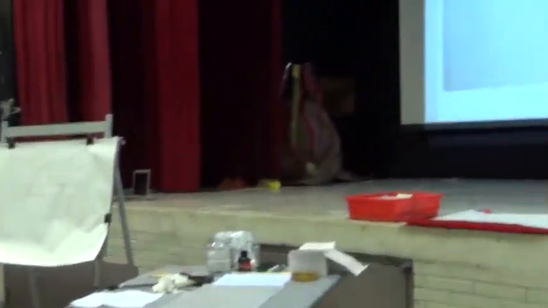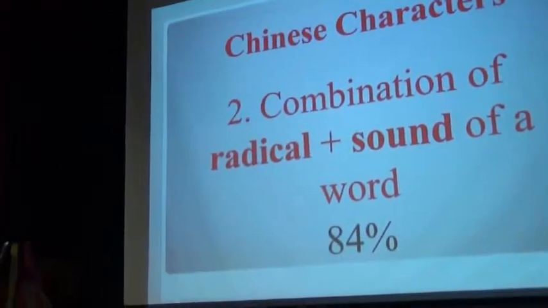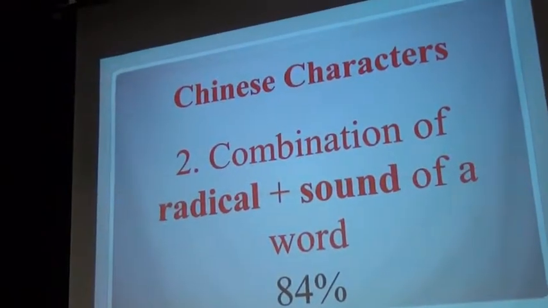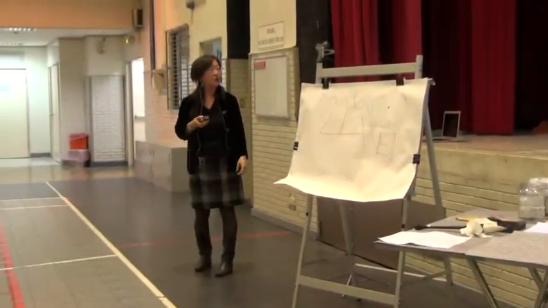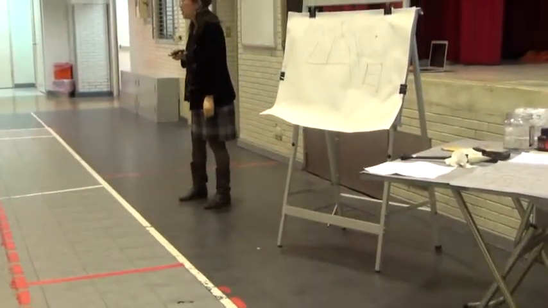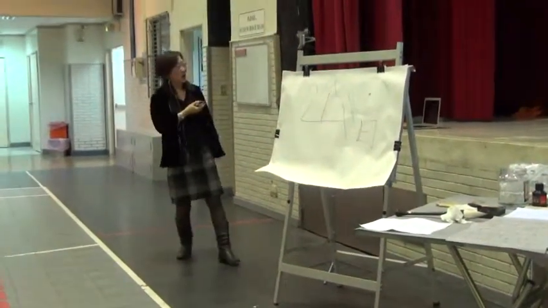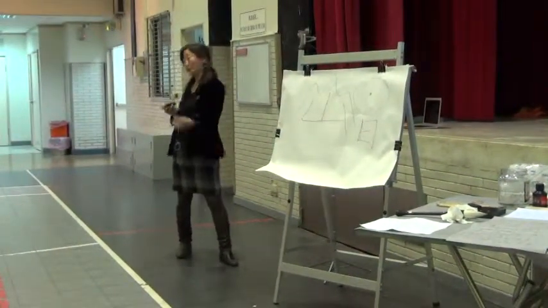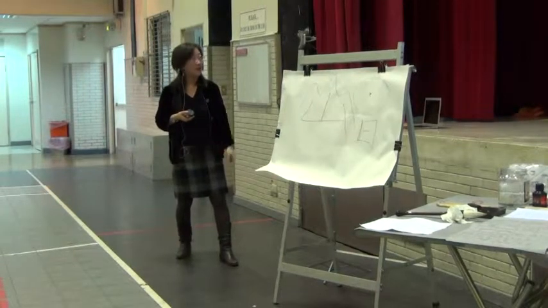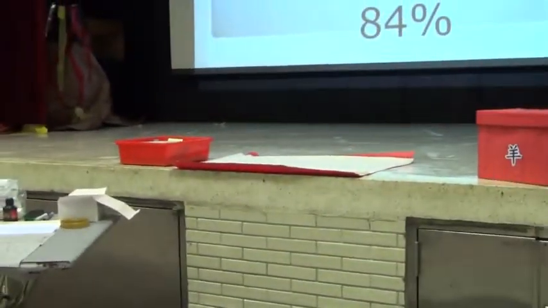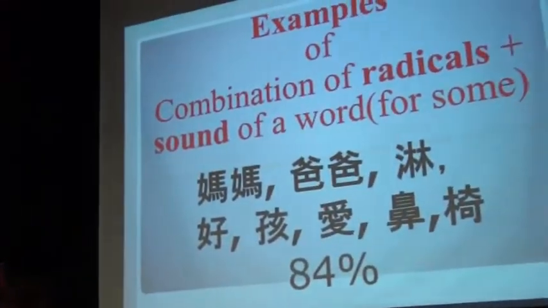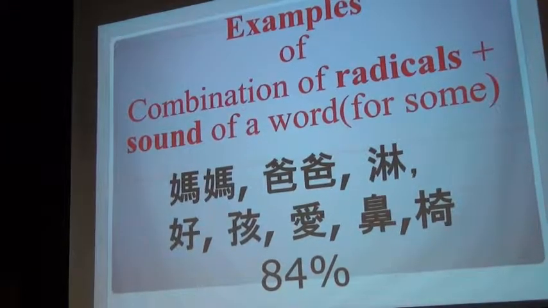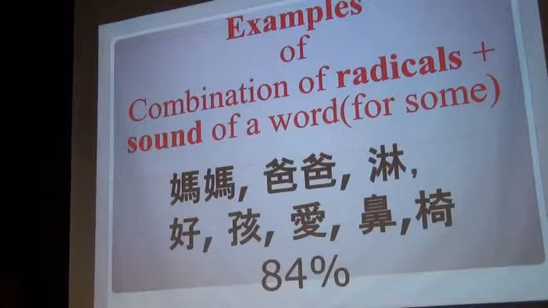So that type of root word is only a portion of Chinese characters. The majority of Chinese characters, about 84%, we call a combination of radical and sound. So those are the combination words. For example, these. A lot of you know these characters already, right? So, for example, mama, the left side is what? Okay, the left side is nu, right? Woman, that's a root word. So that's a combination word.